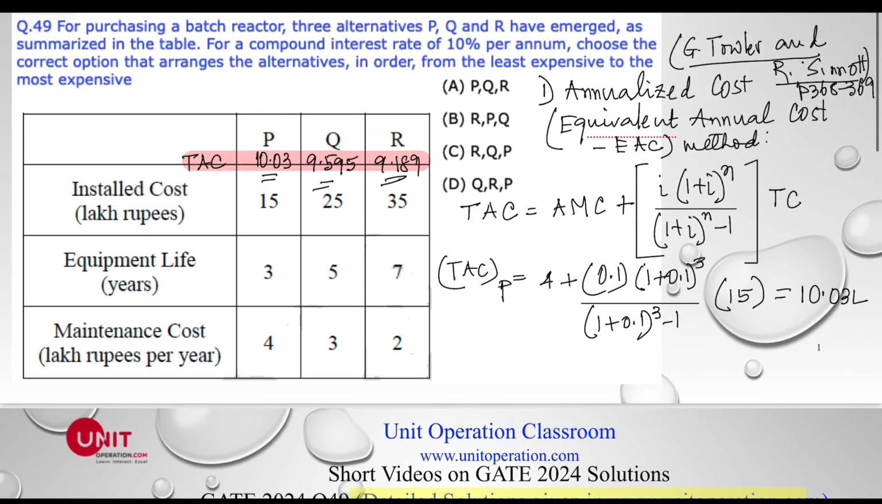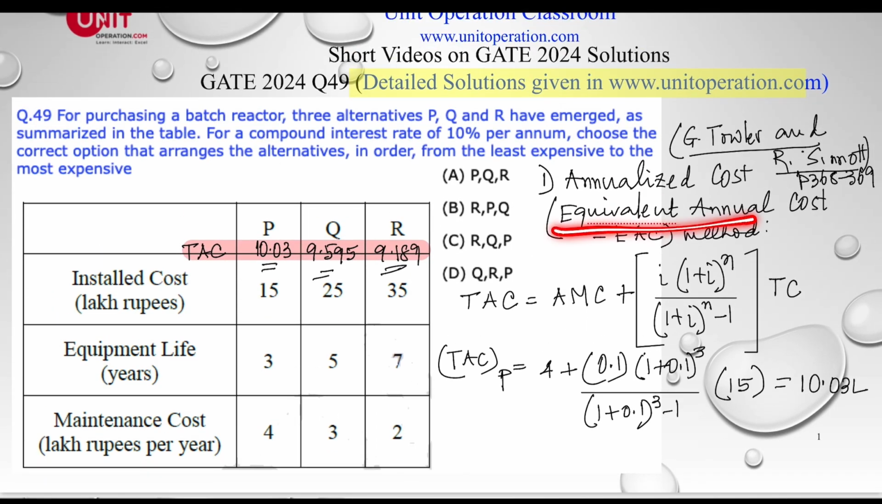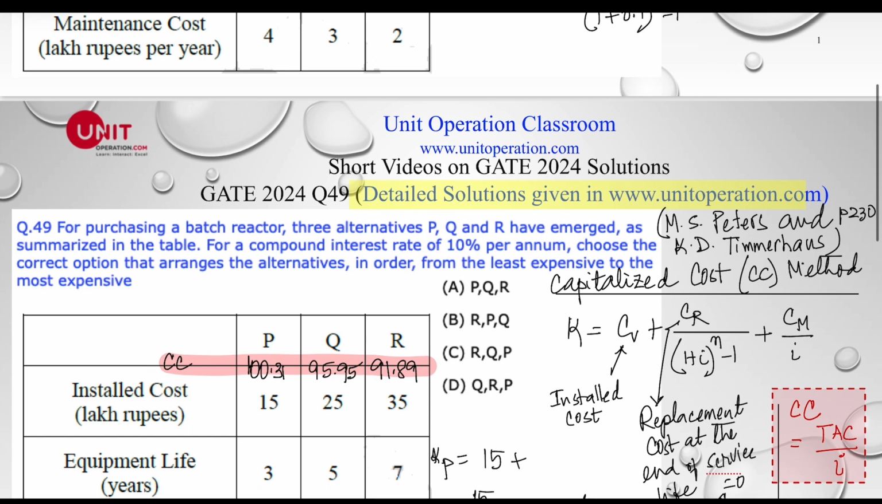So there are two methods. Summary, there are two methods. We can do it by the ESC method or we can do it by the CC method. So either way, we come to the same conclusion that C is the correct option.